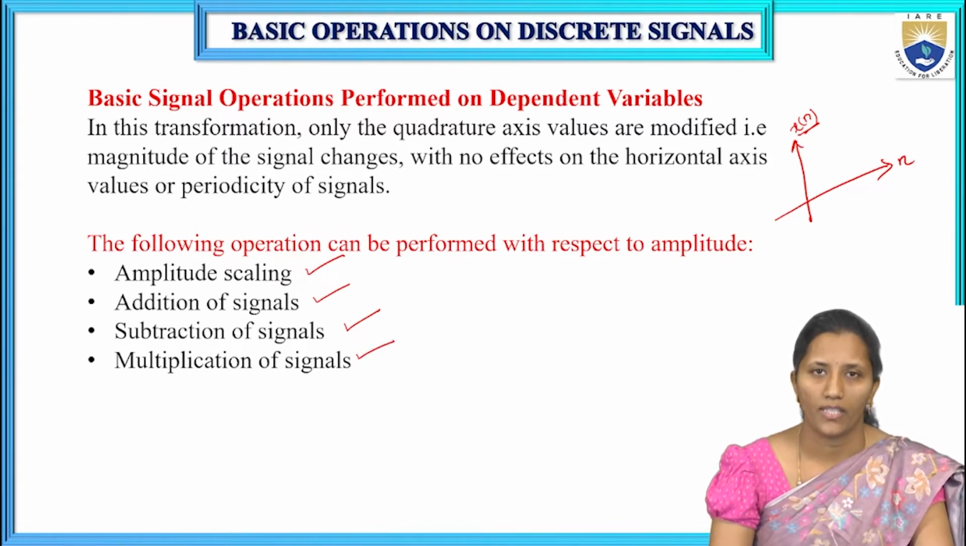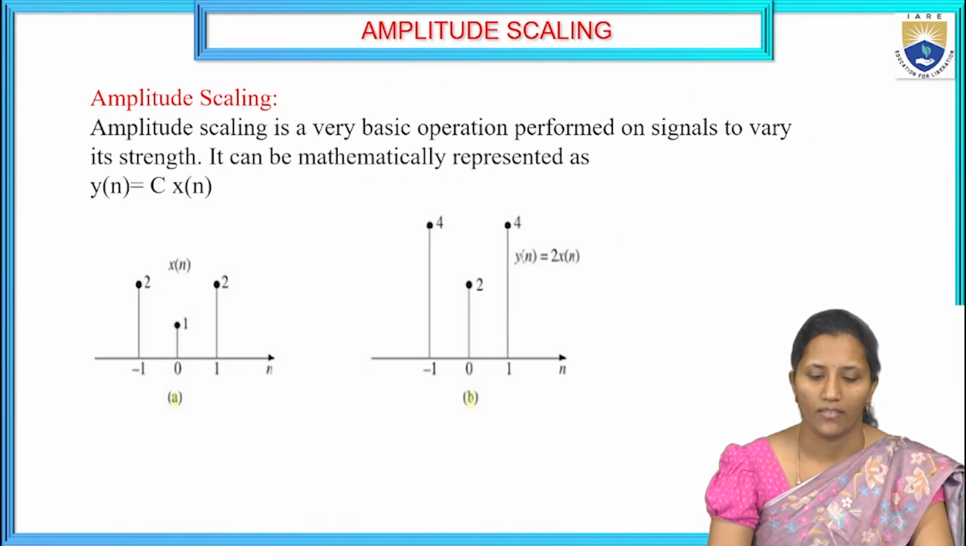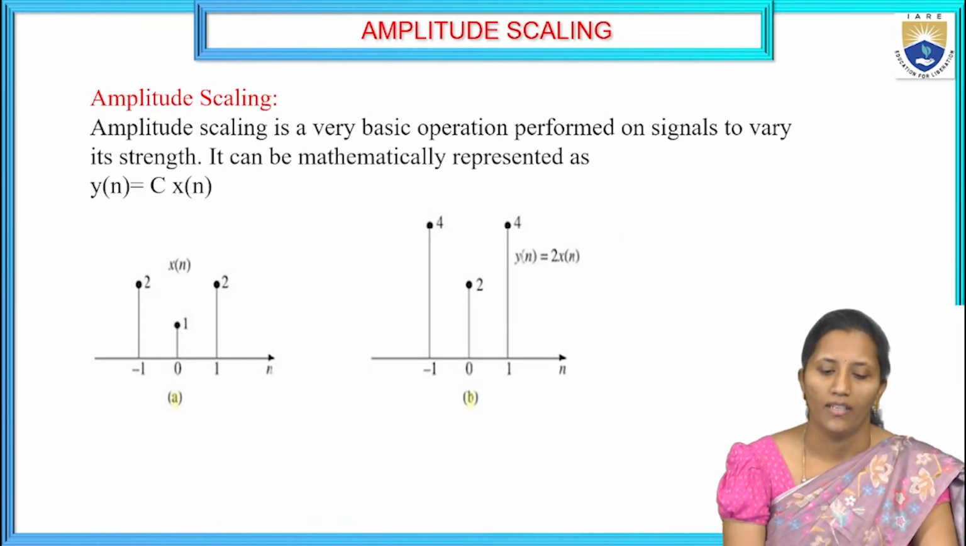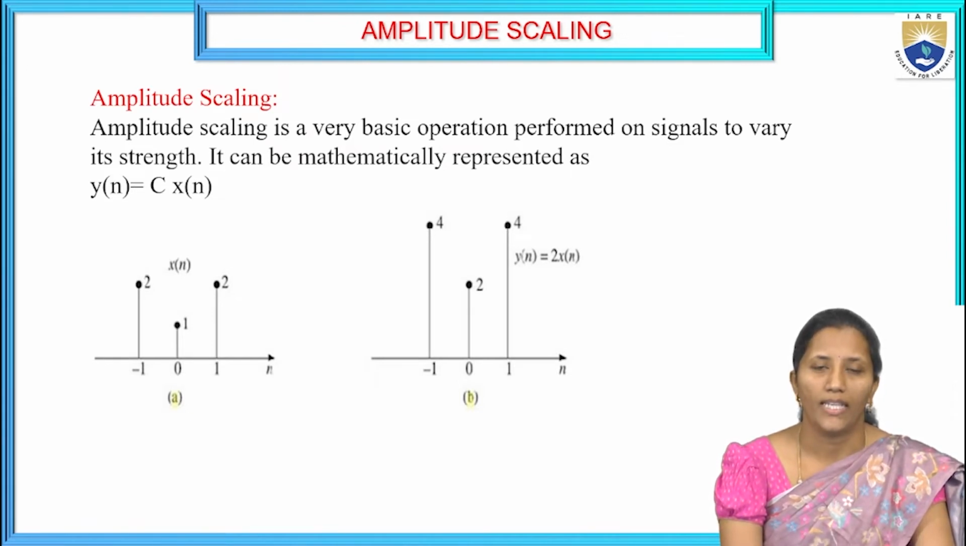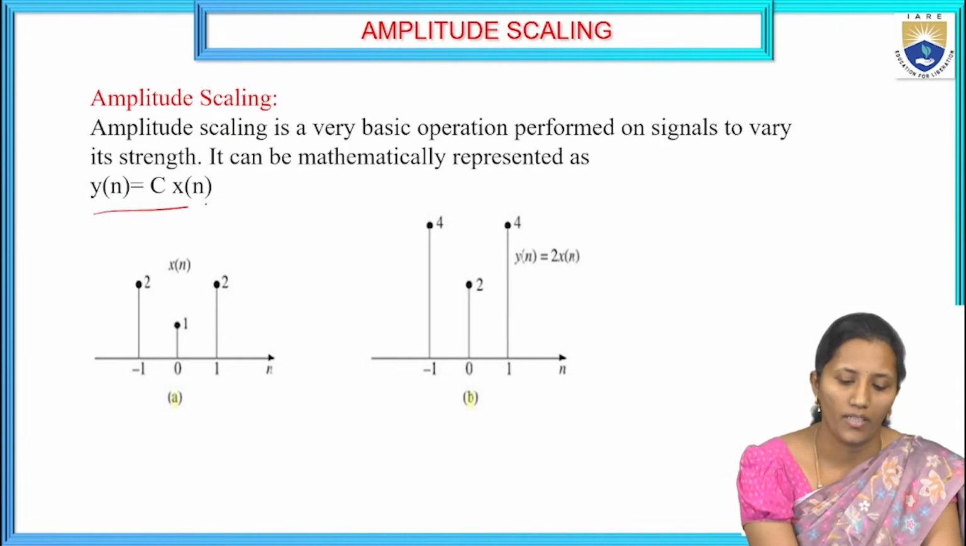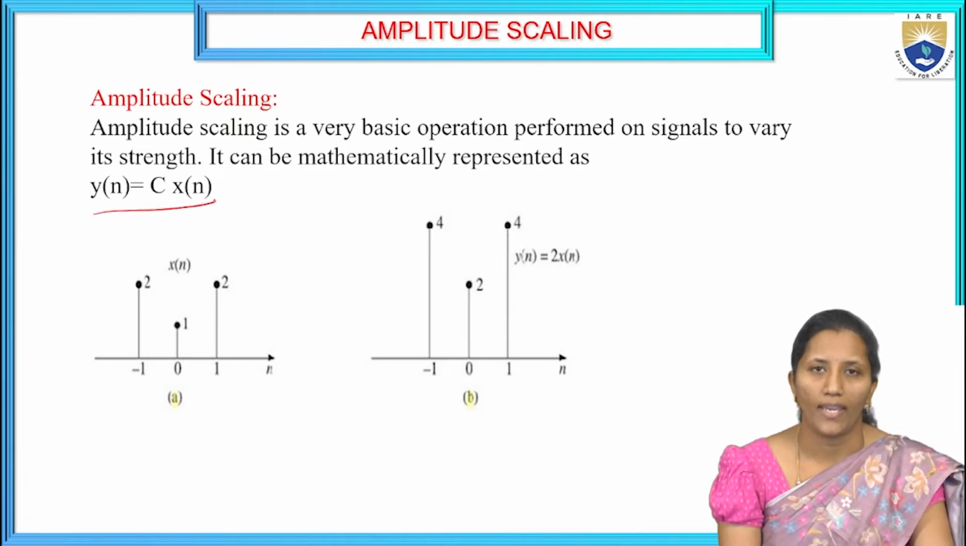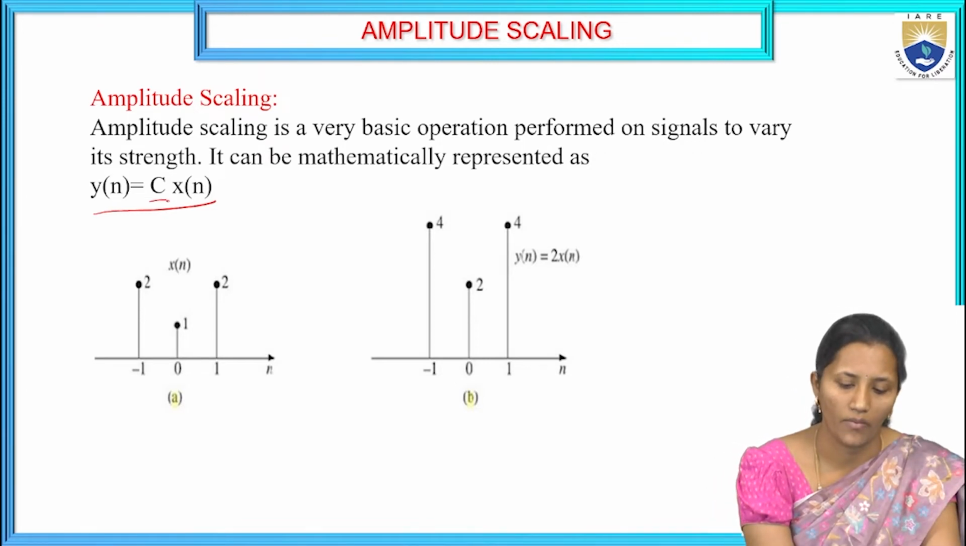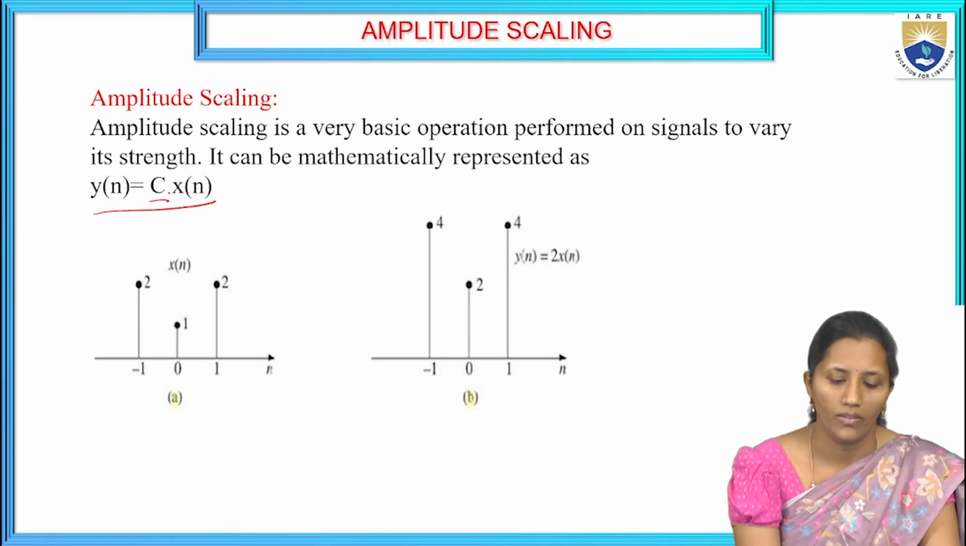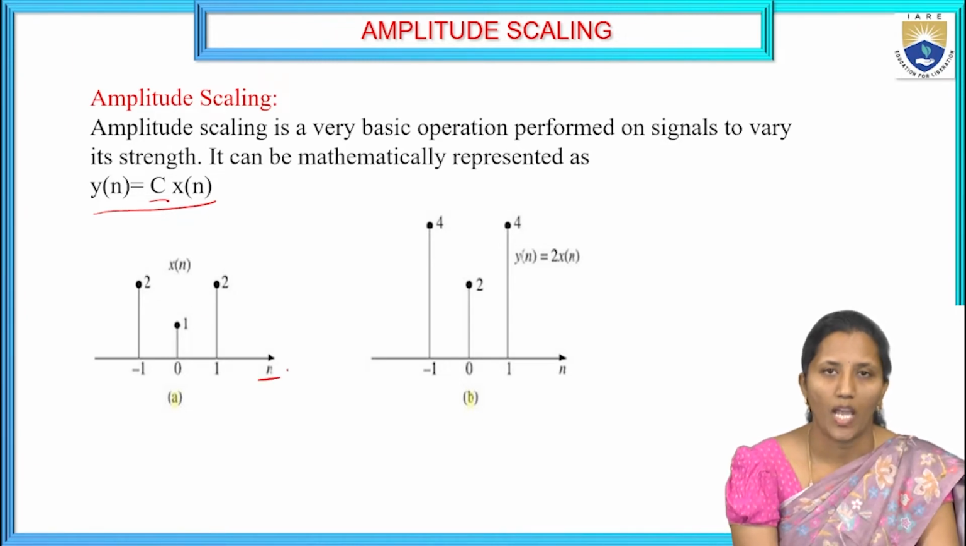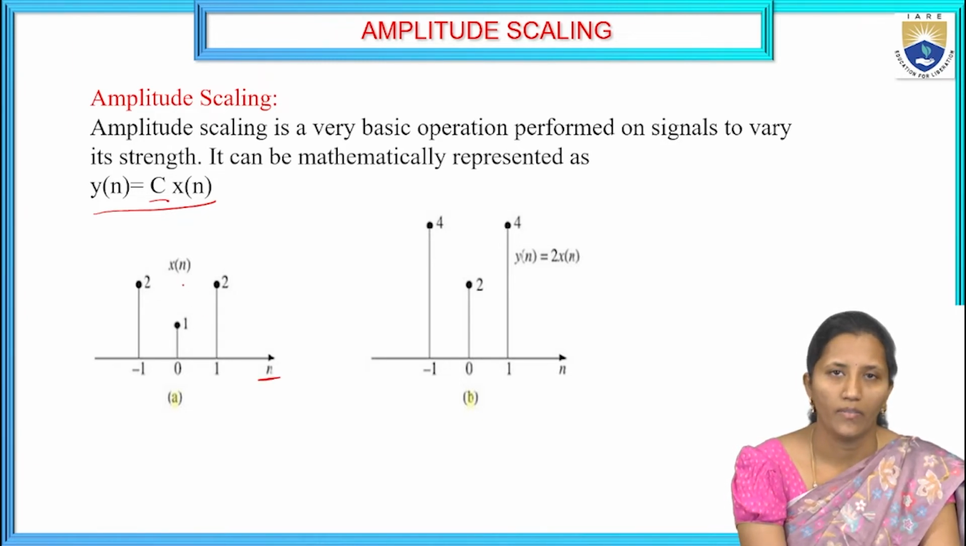First of all, we are going to discuss amplitude scaling. Amplitude scaling is a very basic operation performed on signals to vary their strength. It can be mathematically represented as y of n is equal to c into x of n, where c is a constant value. It may be 1 to any number. For example, I am considering the signal x of n. See here, this is the signal x of n. n is the sample number and x of n denotes the signal.